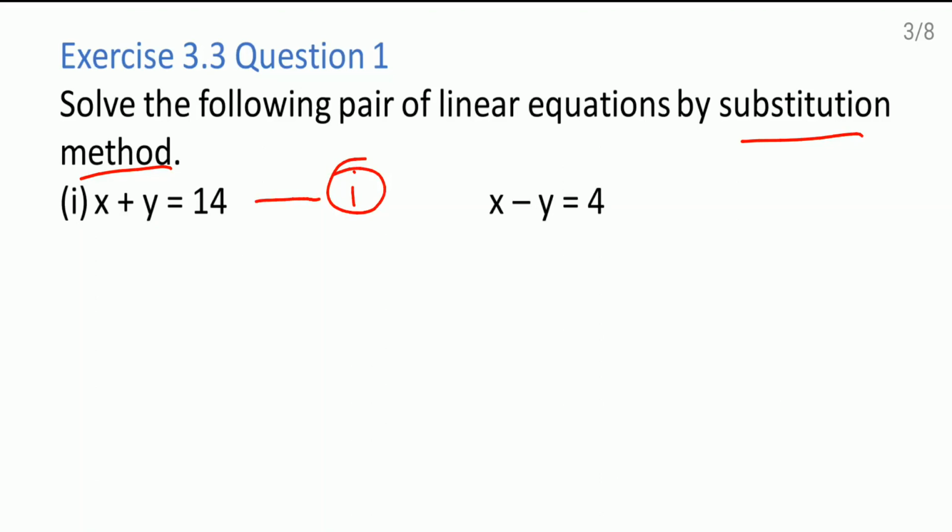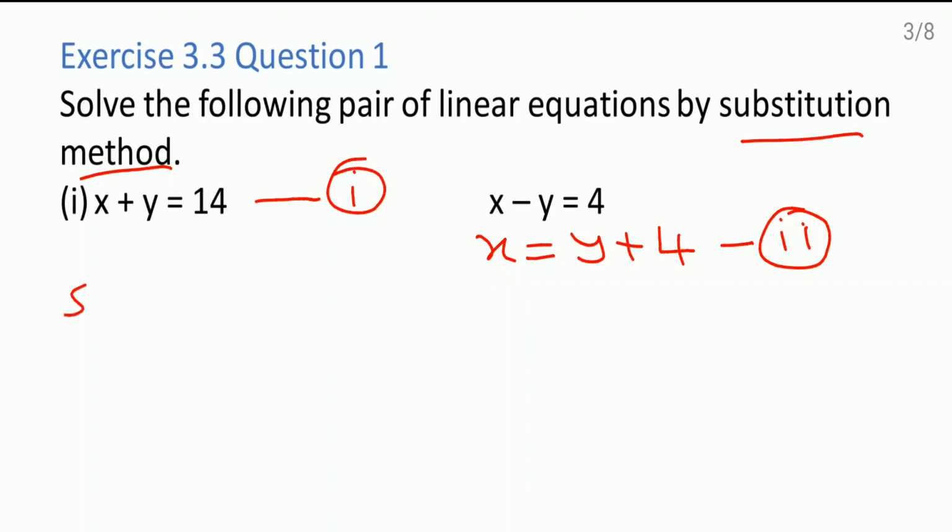Now look at the second equation here. This second equation I can write as x equal to y plus 4, and I will name it equation 2. Whatever the easier equation is, you write x equal to or y equal to. And then I will write: substitute this value of x in equation 1. The meaning is: substitute equation 2 in equation 1.